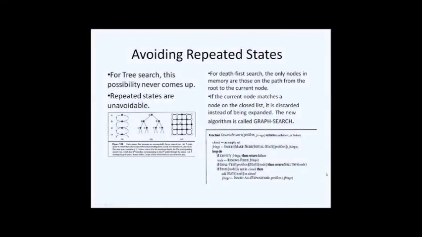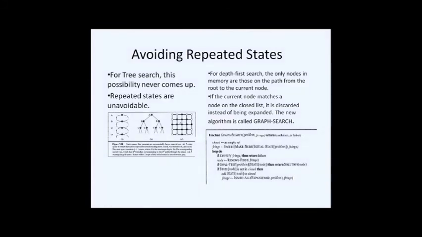Avoiding repeated states. We have all but ignored one of the most important complications to the search process: the possibility of wasting time by expanding states that have already been encountered. For tree search, this possibility never comes up, since in the space tree there is only one path to each state, for example in 8 queens where new queens are placed in the leftmost column. For other problems, repeated states are unavoidable, such as route finding problems and sliding block puzzles. The search trees for these problems are finite.